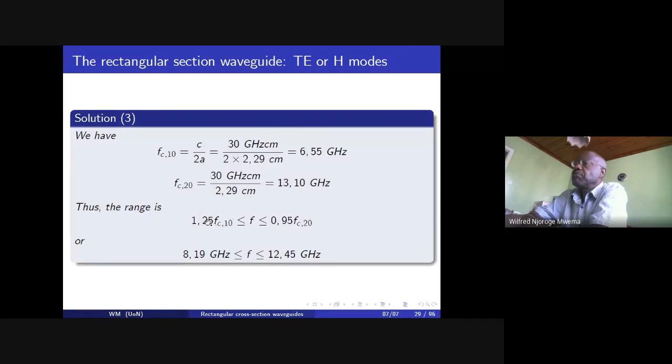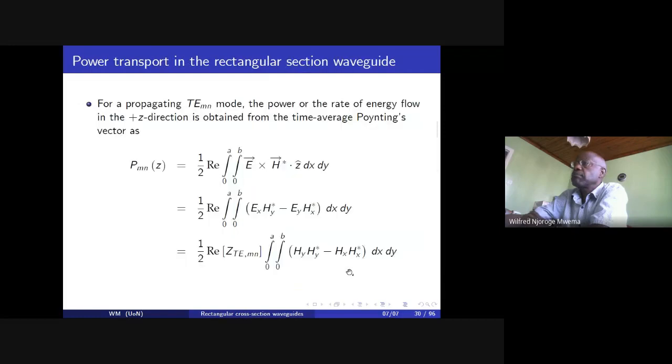And thus, the range over which we require to operate the guide will be 1.25. We were told that it should be 25% above the cutoff frequency of the dominant mode, therefore 1.25 FC10, and about 95% of the next higher mode. And therefore we have a frequency range of 8.19 gigahertz to 12.45 gigahertz, which is the X-band of the electromagnetic spectrum.